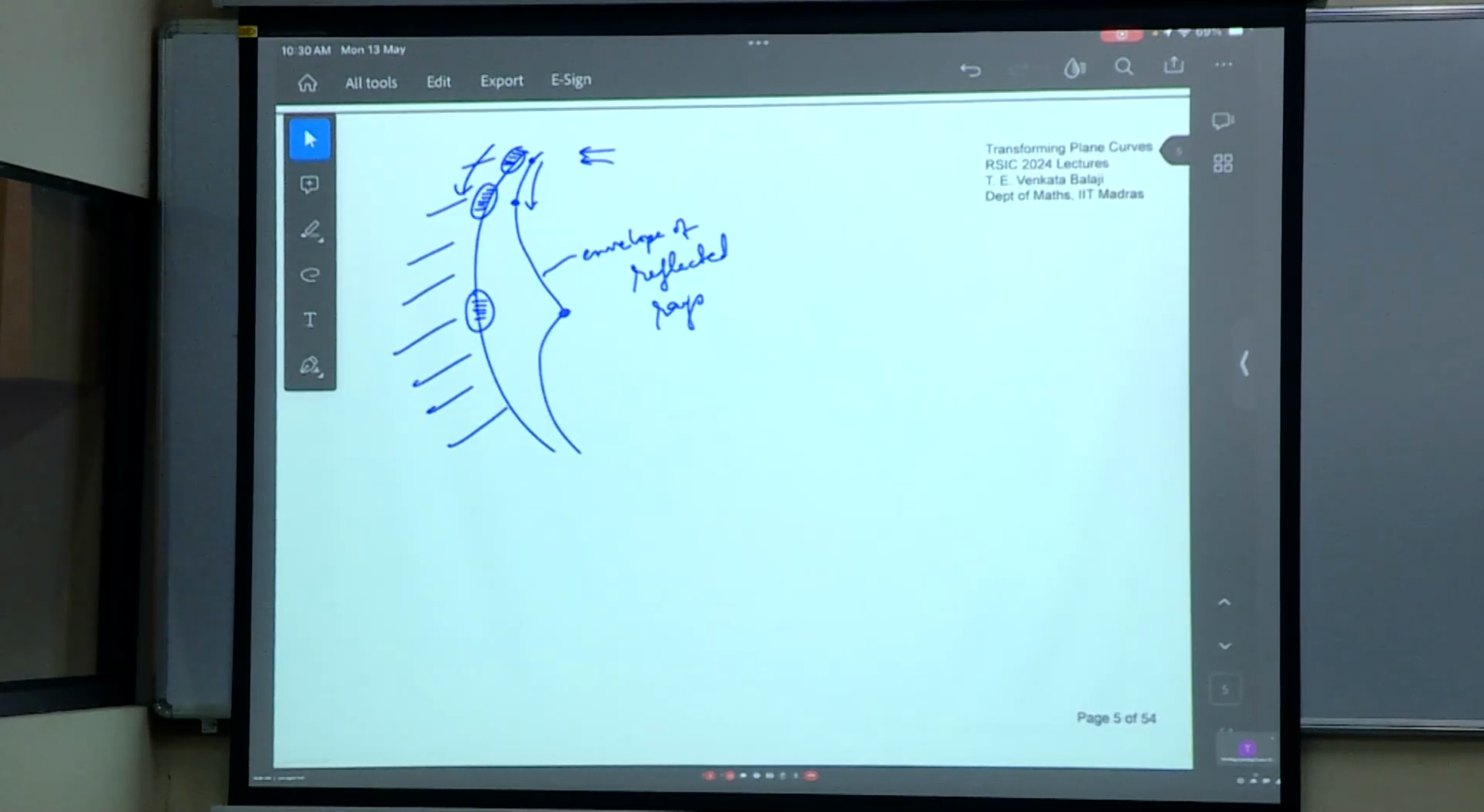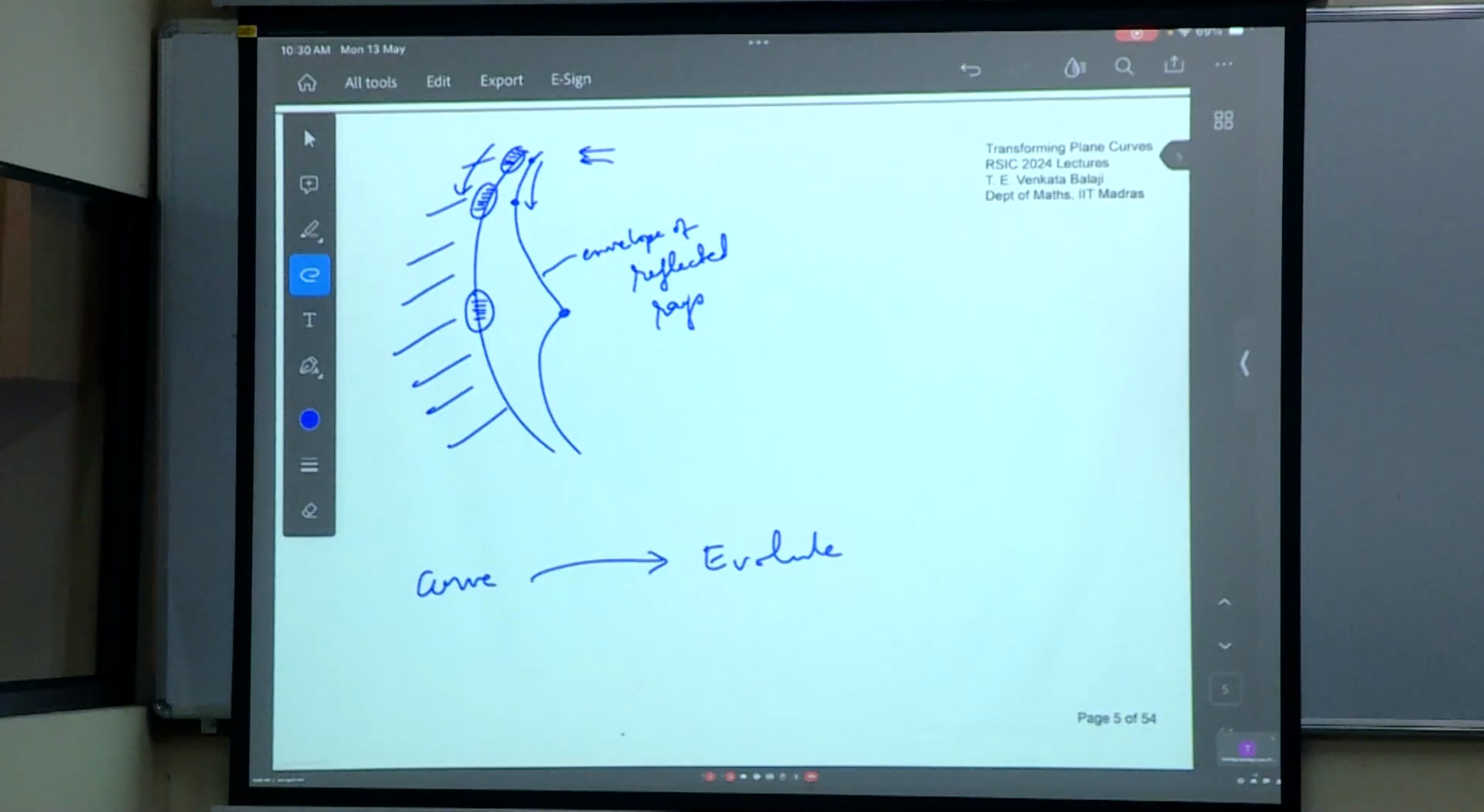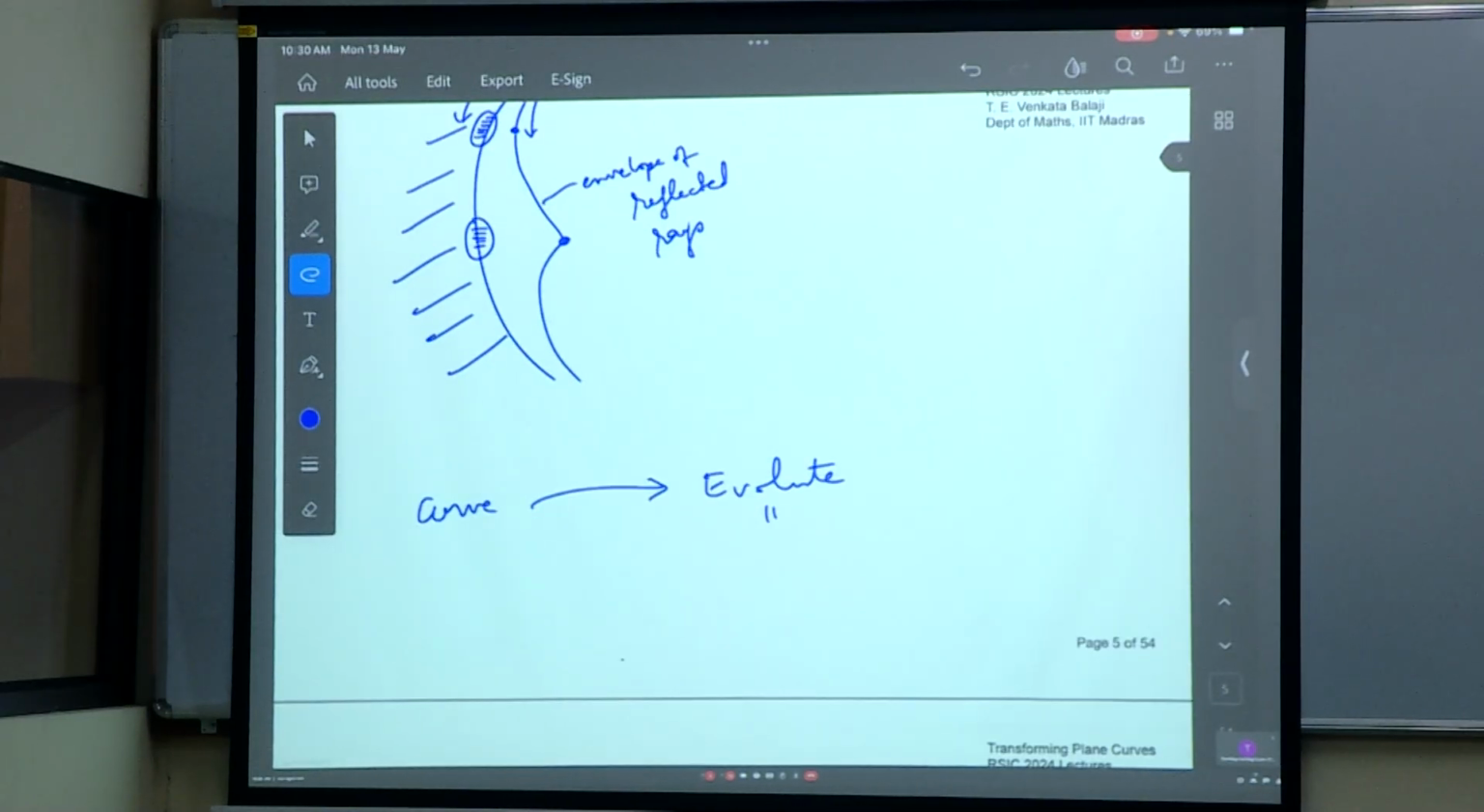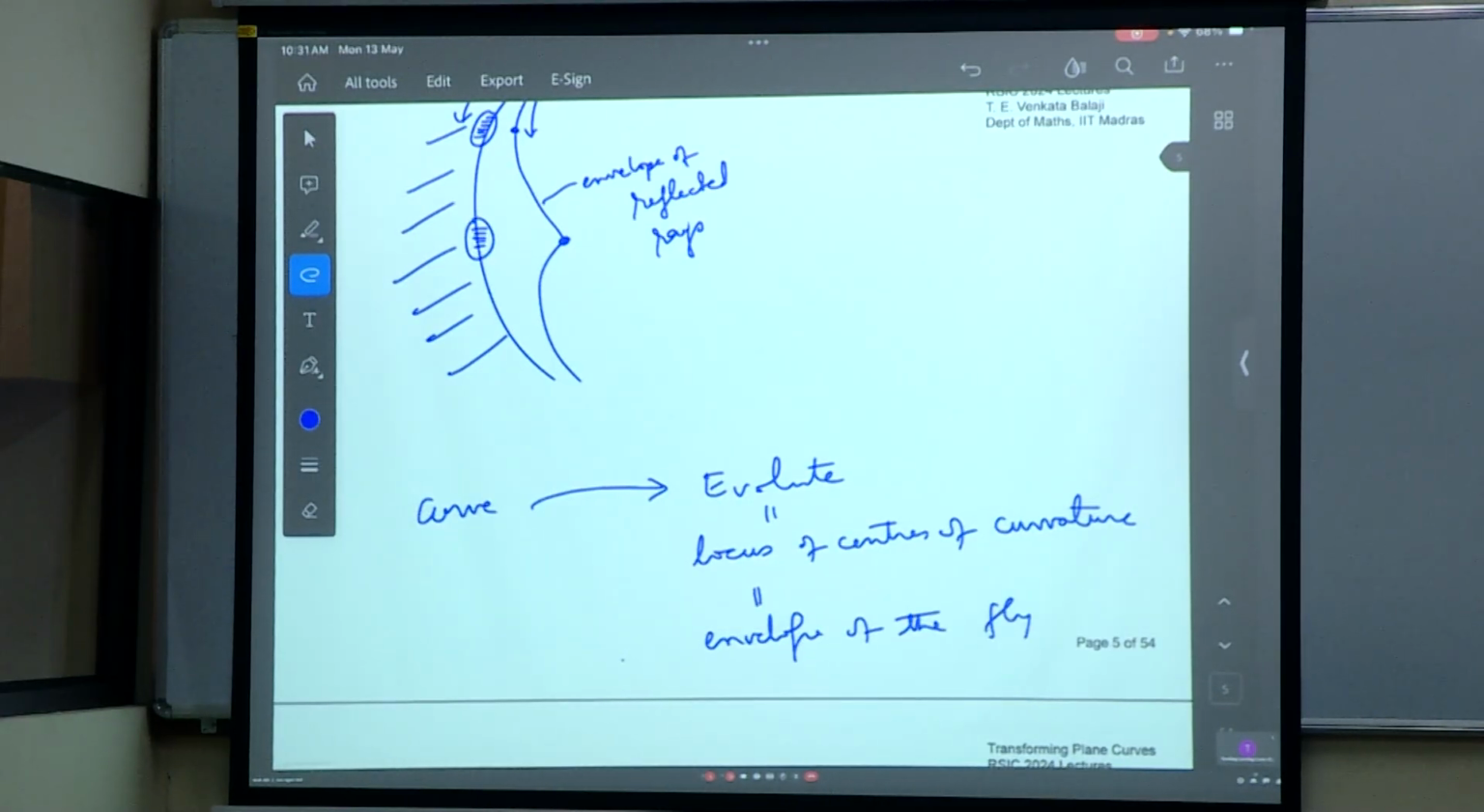Now, you can go from a curve to its evolute. So this is the transformation: you start with the curve, and then you can go to its evolute. And how do you get the evolute? Either it is the locus of centers of curvature, or it is also equal to the envelope of the family of normals. They are the same.